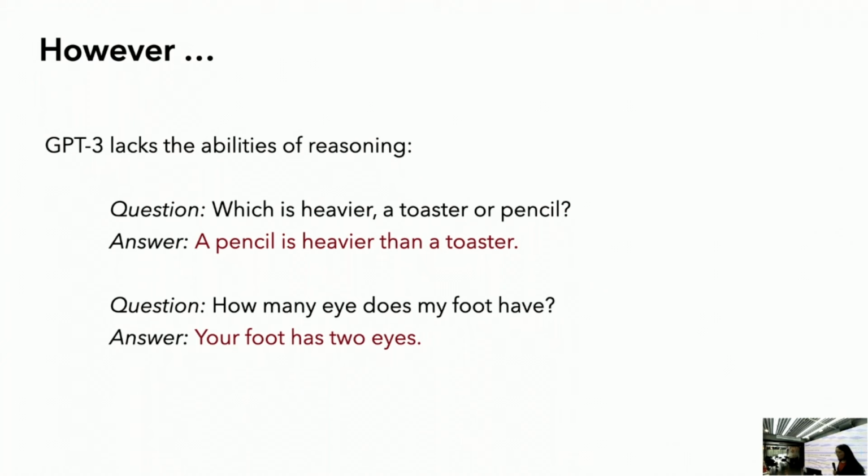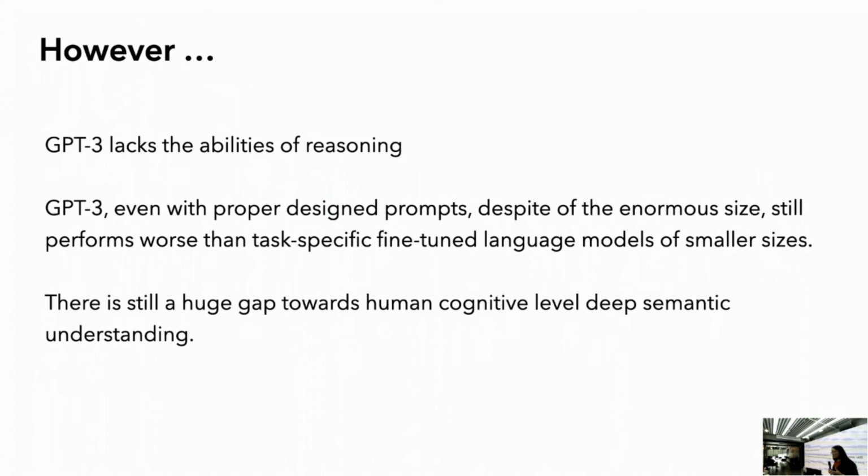GPT-3, so we are still at GPT-3, lacks the capability of reasoning. If you ask which is heavier, a toaster or a pencil, the answer is that a pencil is heavier than a toaster, which is wrong. If you ask how many eyes does my foot have, it tells you your foot has two eyes, which is impossible, and thus you are an alien creature. So as we can see, those models actually don't have the capability of reasoning. Even if you design your prompt to be better or creative, they still perform worse than task-specific fine-tuned models of smaller sizes. There is a huge gap towards human cognitive level deep semantic understanding.